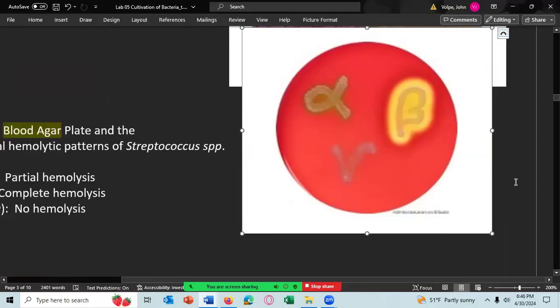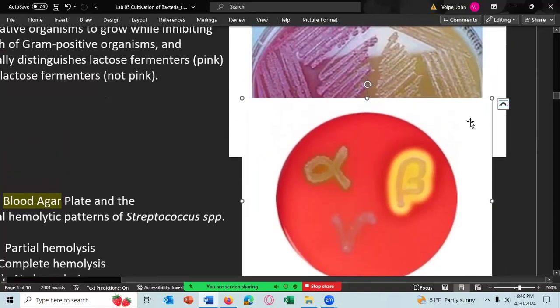Oops, sorry, didn't mean to do that. Hopefully that didn't change anything in the slide. Yeah, it did, it moved that. Oh well, move it down.